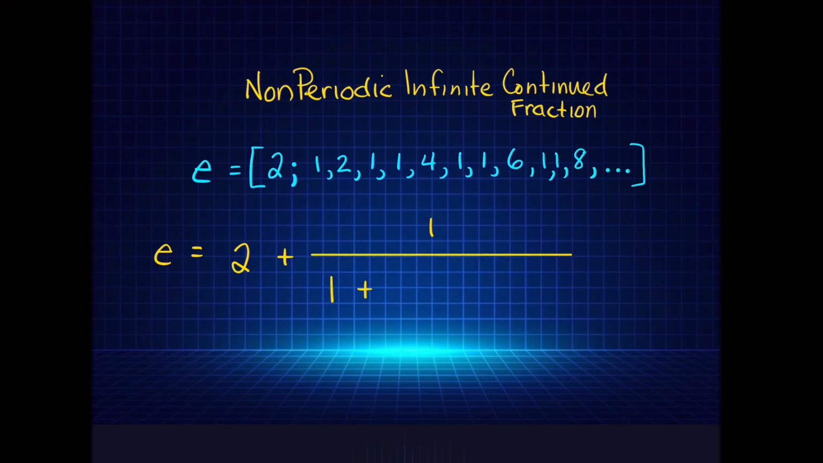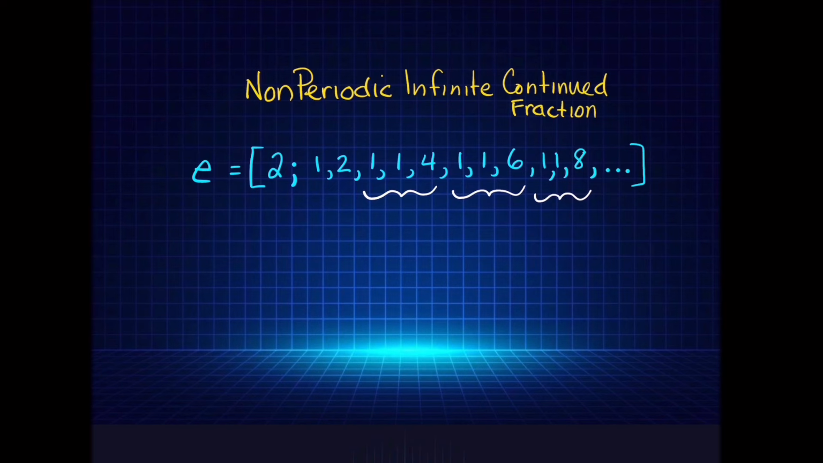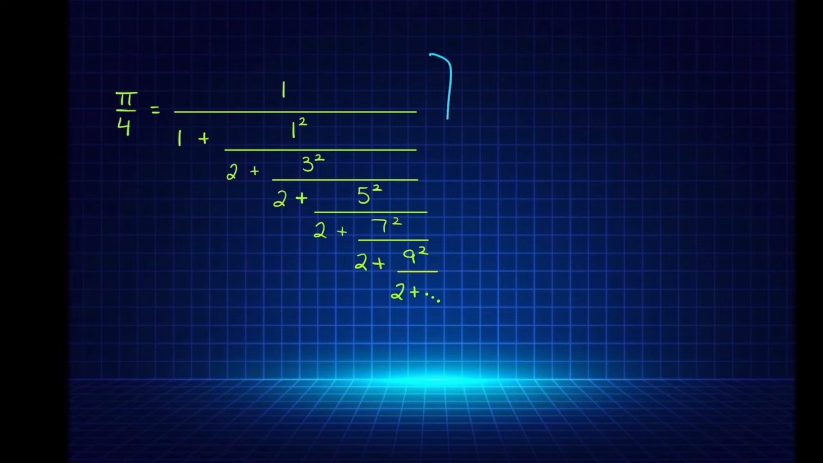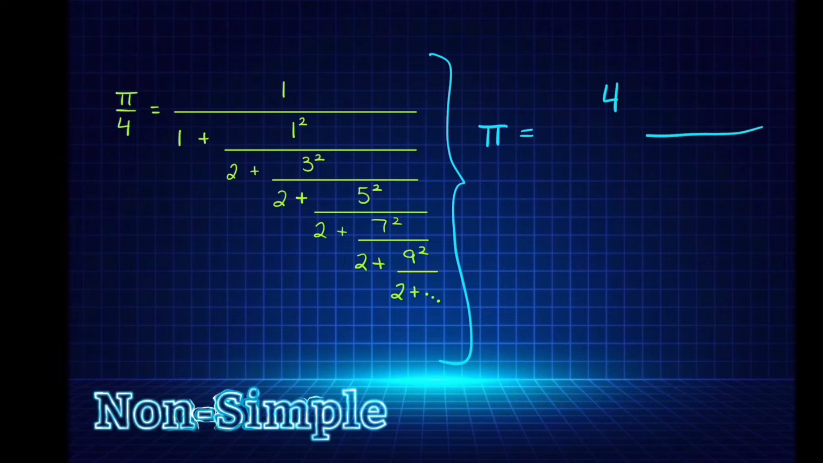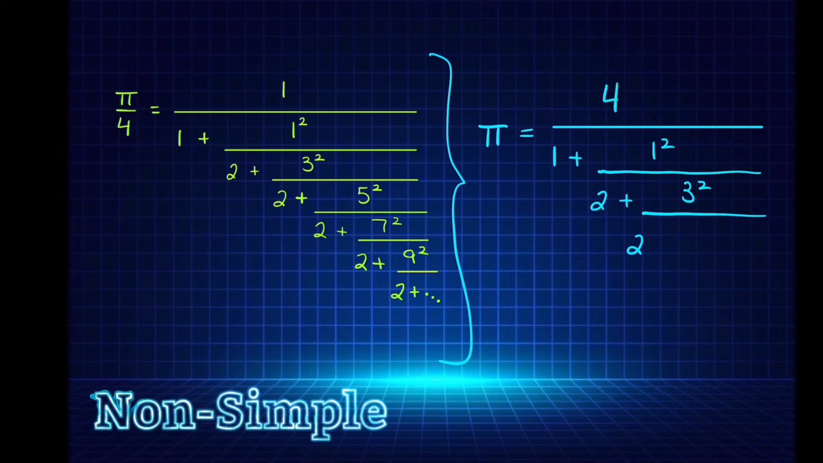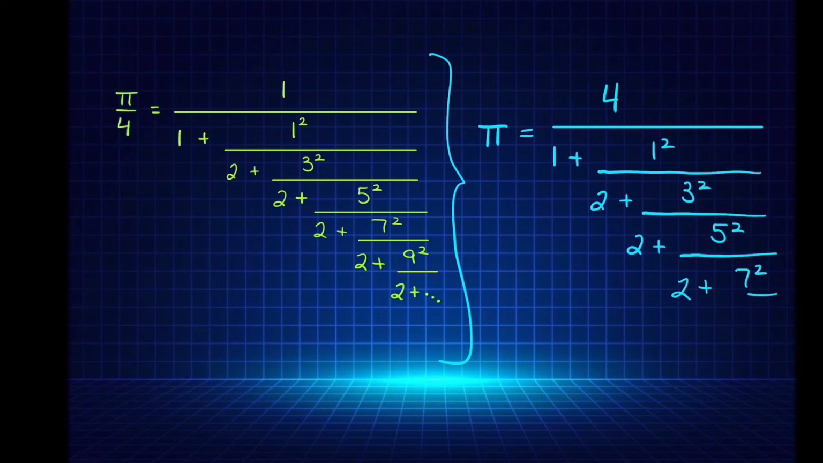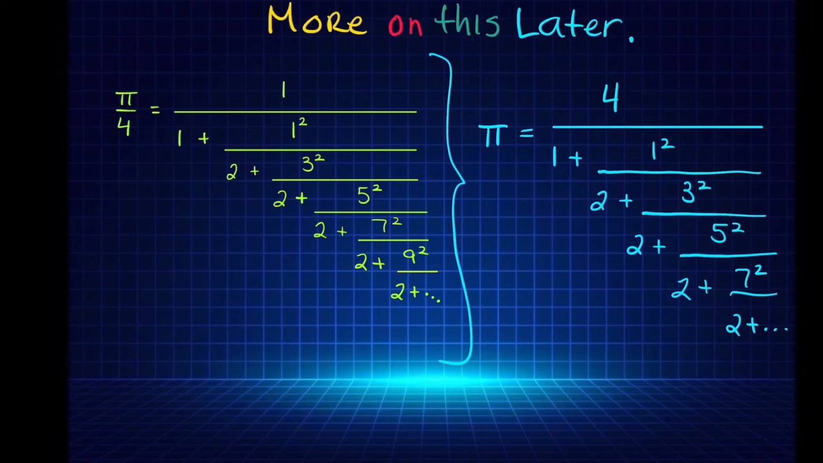And although they are not periodic, that doesn't mean we can't appreciate a few patterns. So if we look at the way that this is constructed, we can see a glimpse of a particular pattern emerging in the shorthand notation for this. And let's consider something like pi over 4, or another way of writing that for pi, in the non-simple continued fraction form where the numerators are no longer 1. And you can appreciate some beauty here, but we'll talk more about this later.